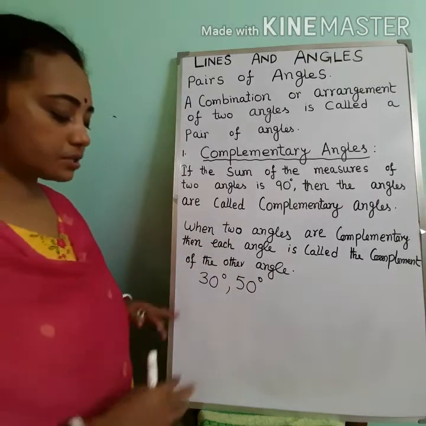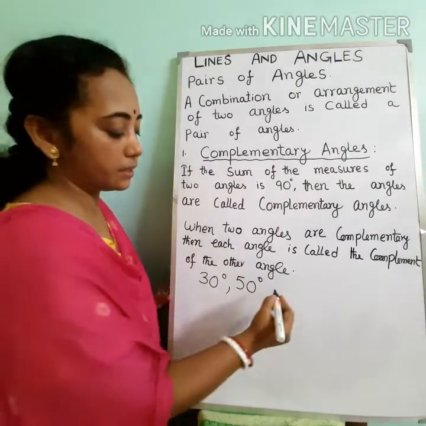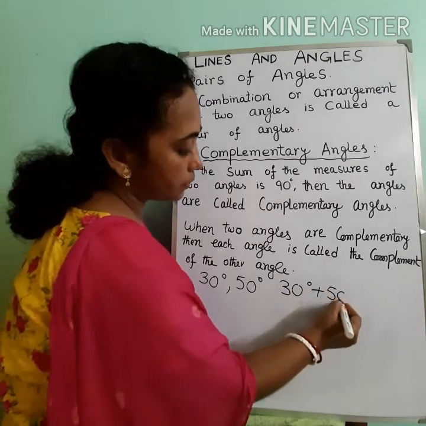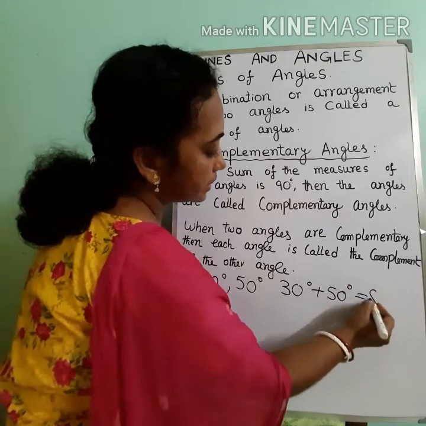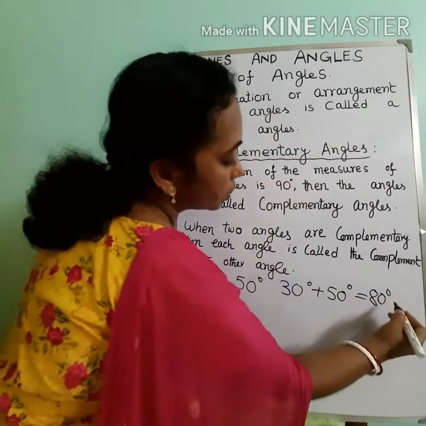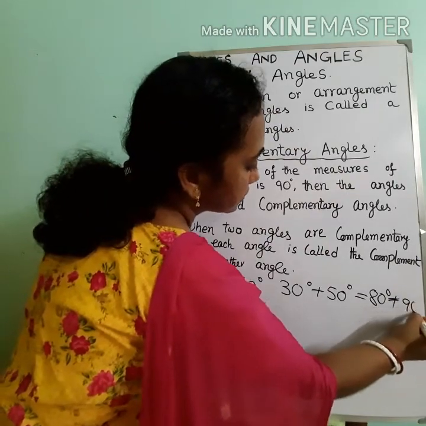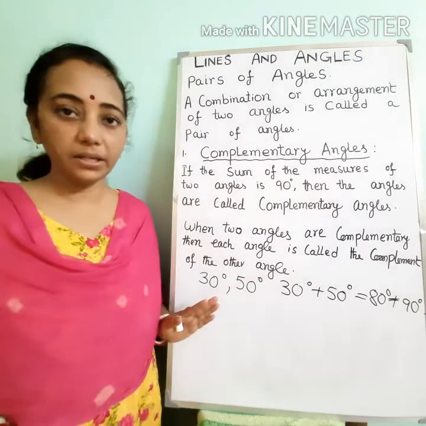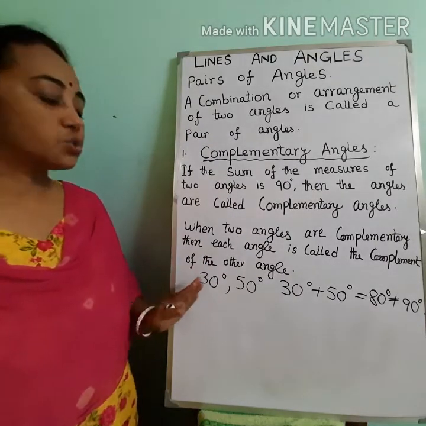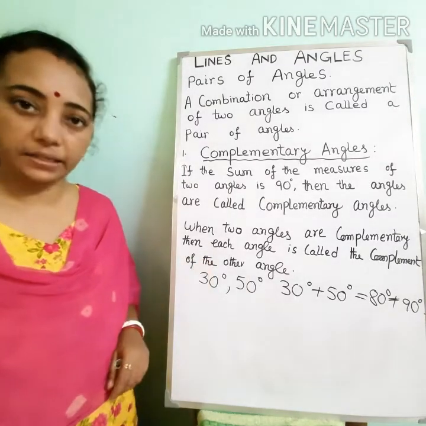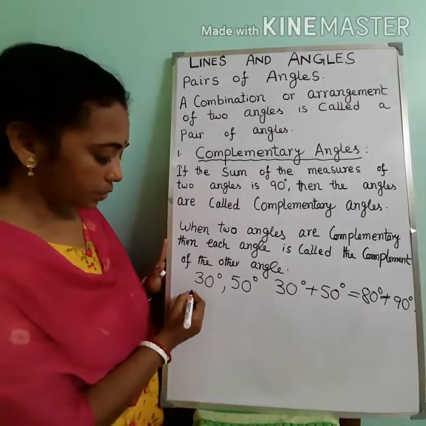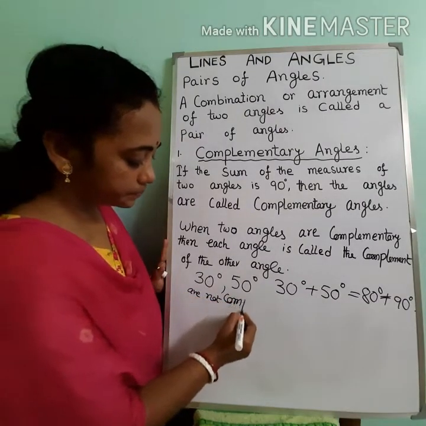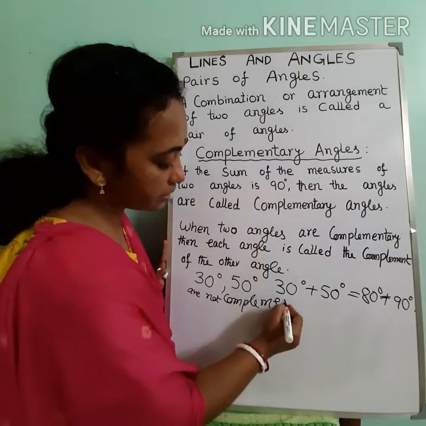Now what is the relation? If I add these two angles, then what are we getting here? That is 30 degree plus 50 degree. If we add these two angles, here it is coming 80 degree, which is not equal to 90 degree. That means the sum of these two angles is not 90 degree. So which shows that these two angles are not complementary angles.